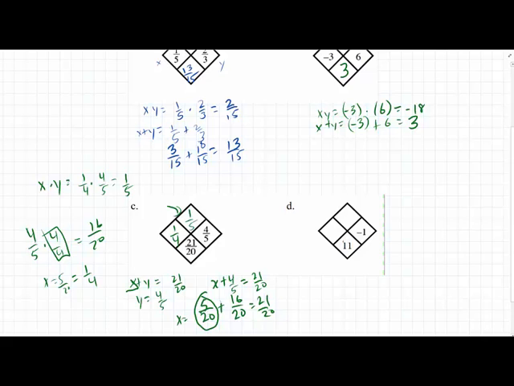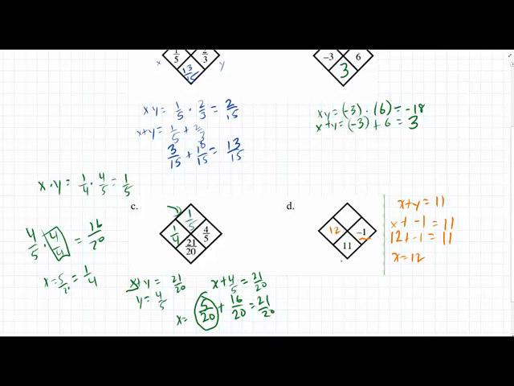Now finally for part D, again, we know x plus y is 11. We know that y is -1. Now we need to think, what plus -1 is 11? It's not going to be 10, because 10 plus -1 would be 9. It actually has to be more than 11, so I'm going to say 12 plus -1 is 11. So we know x equals 12.